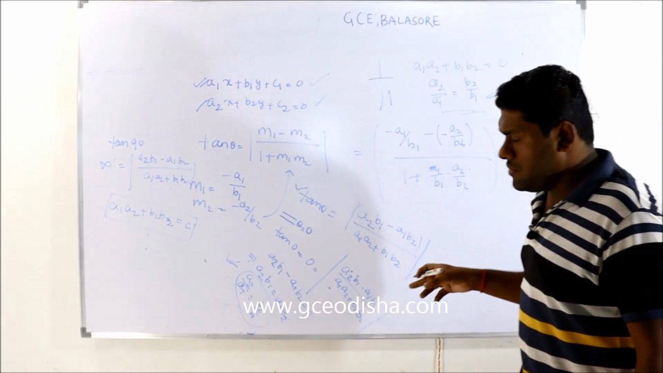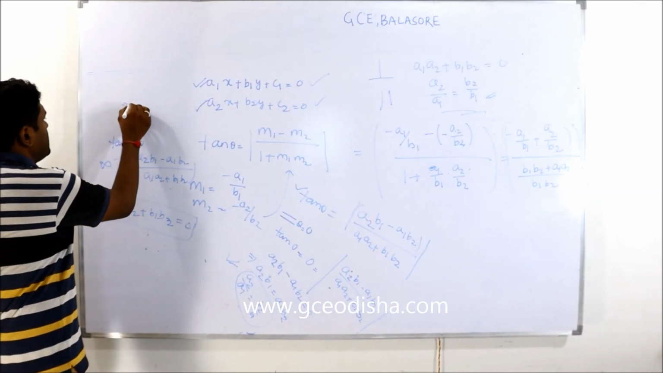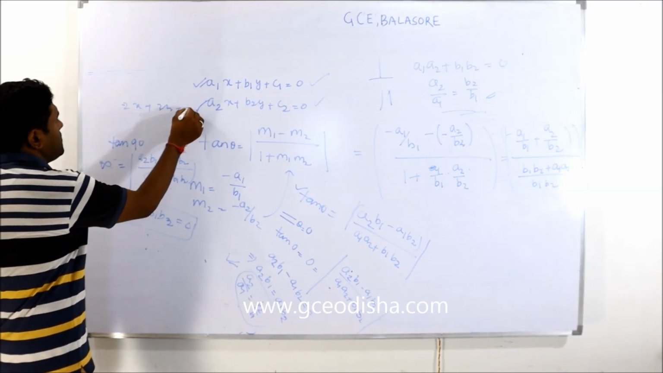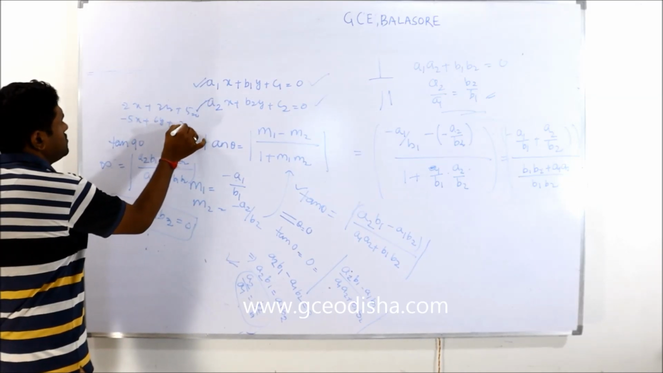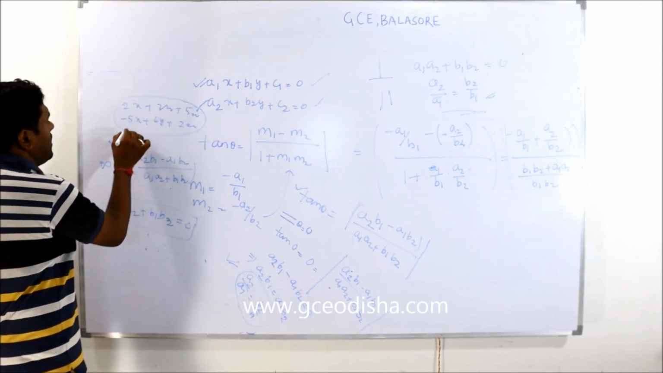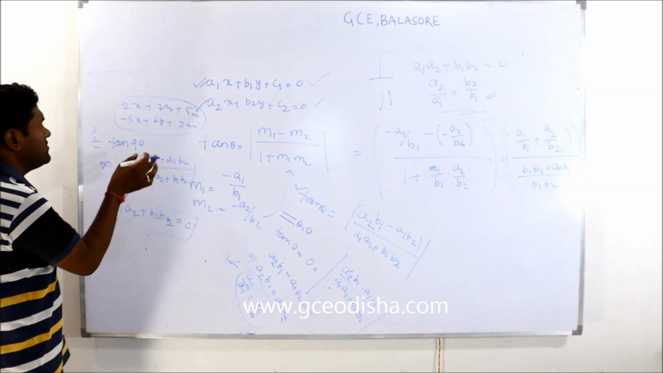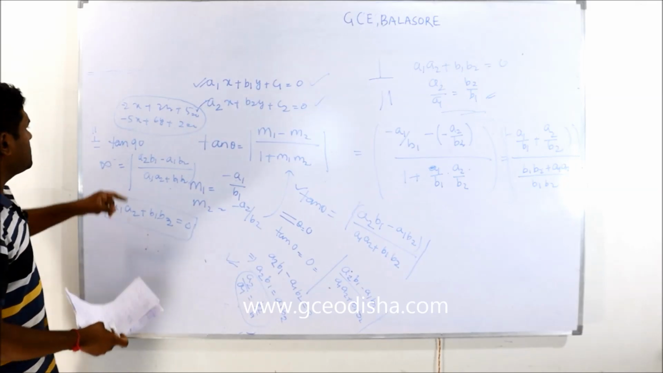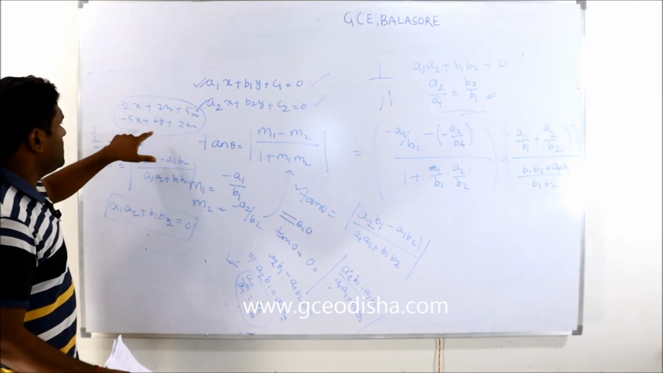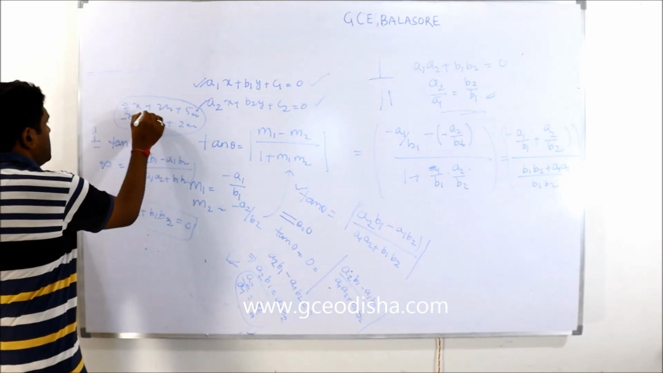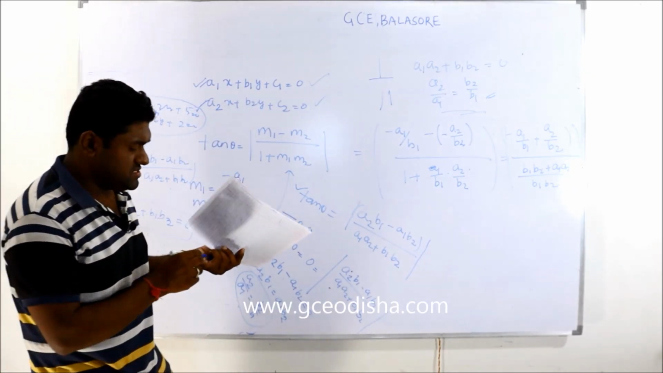I'll show some questions. The two lines are given, like 2x plus 3y plus 5 is equal to 0, and another line is minus 5x plus 6y plus 2 is equal to 0. When the options say they are parallel or perpendicular or not related, just find the slope of the two lines. You know this is a1 and this is b1, a2, b2, just put them here. If they are related, then you can find the answer easily.